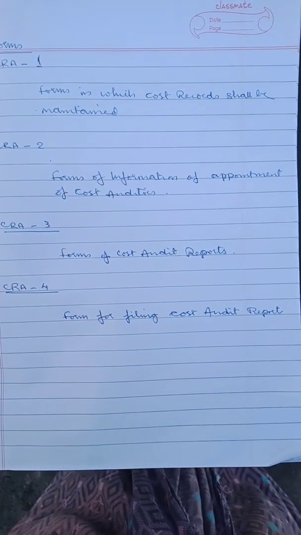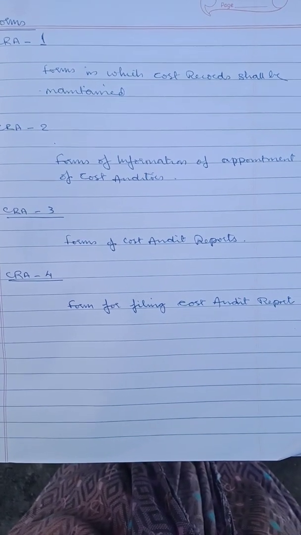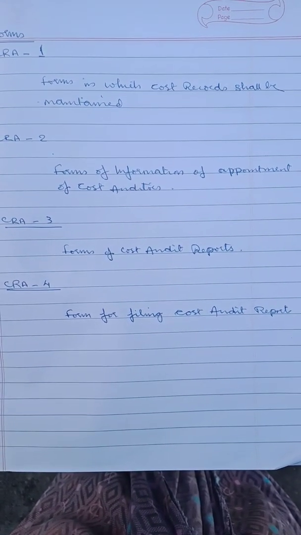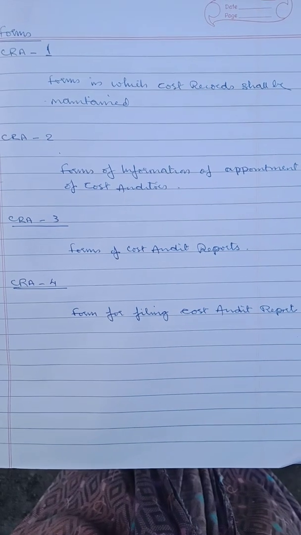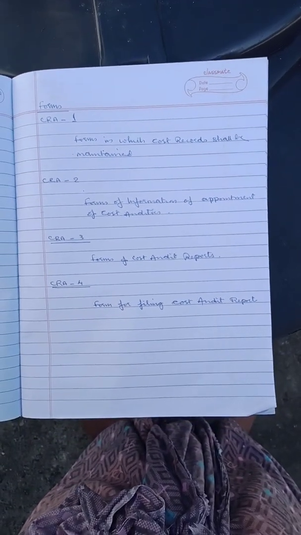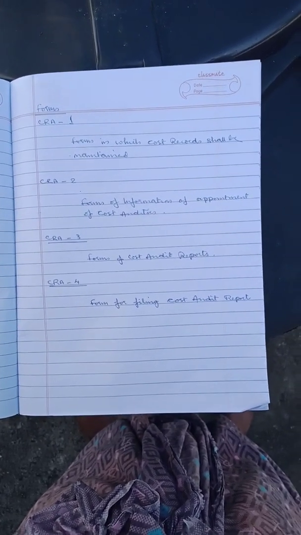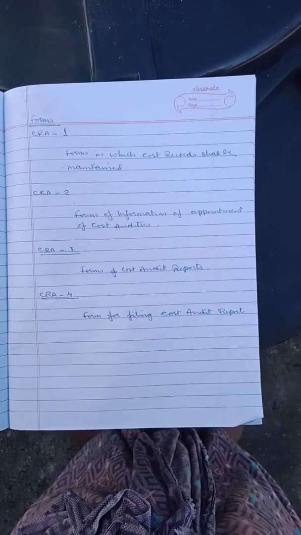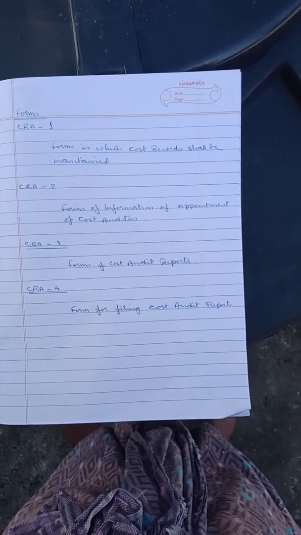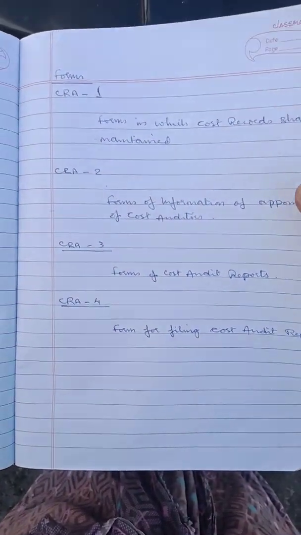Then the major forms. Form CRA 1, in which cost records shall be maintained by the cost auditor. CRA 2, form for information of appointment of cost auditors. CRA 3, form of cost audit reports. CRA 4, form for filing the cost audit report by a cost auditor.